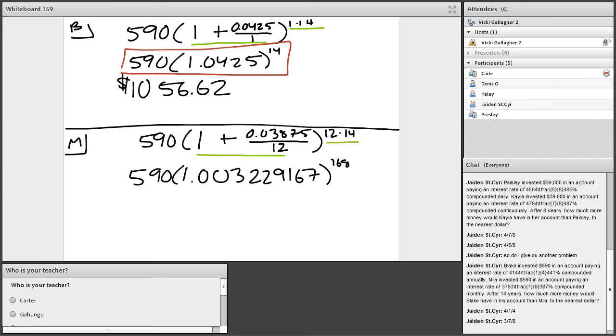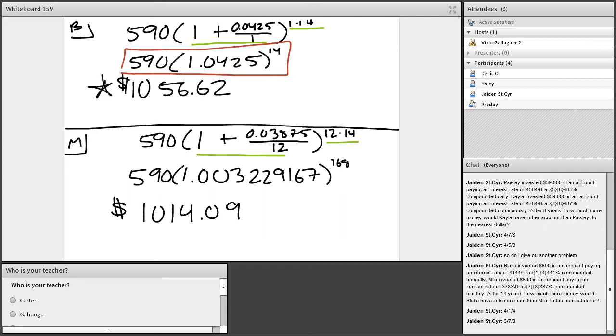All right, next one, 590 parentheses, 1.003229167, close parentheses, to the power of the very big number 168. Okay, so on that one, I got 1014.09. And then the last thing you have to do, it wants to know how much more money Blake has. So you need to take Blake's number minus Mila's number. Okay, so subtract those. Then it says rounded to the nearest dollar. So when you're all done, don't include the decimal part.